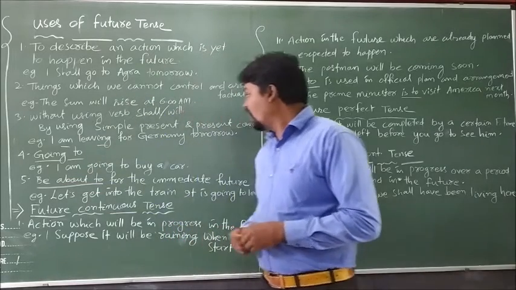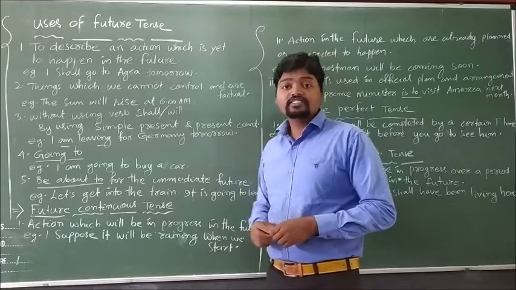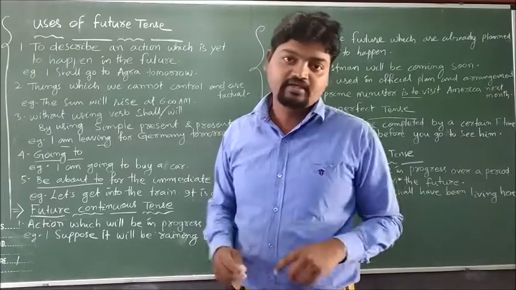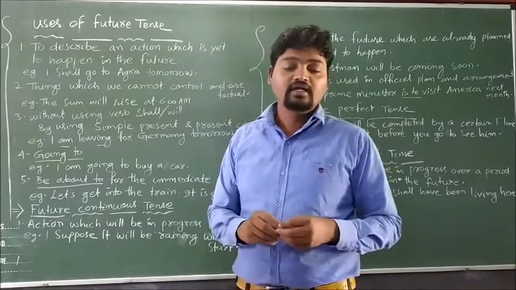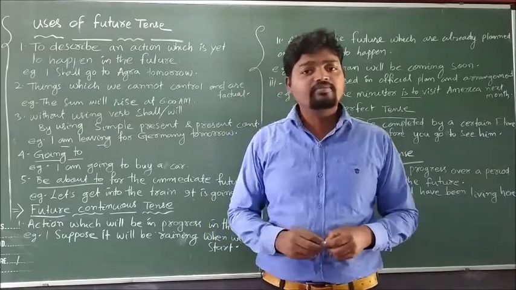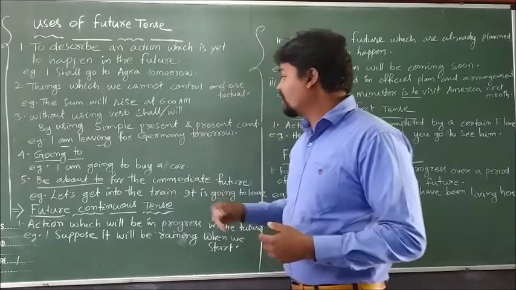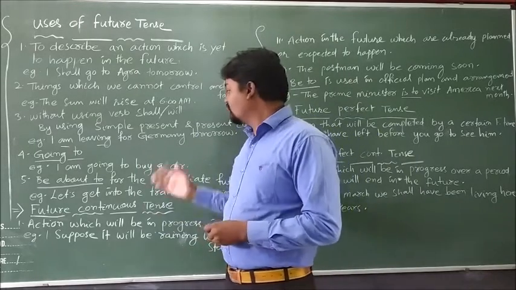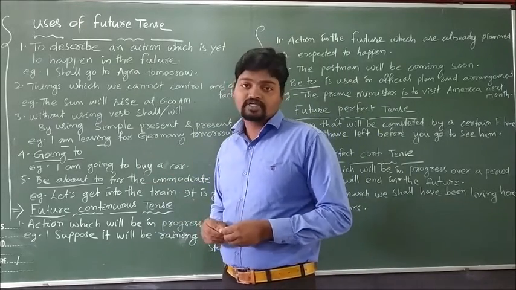How? Example, I am going to buy a car. Suppose you have a motorbike, right? If you have a motorbike, then your friends ask you, why do you want to sell your motorbike? Then you may have planned to buy a car. So that is why you are selling the motorbike, right?